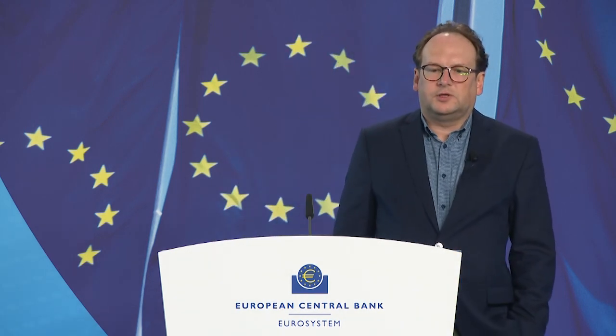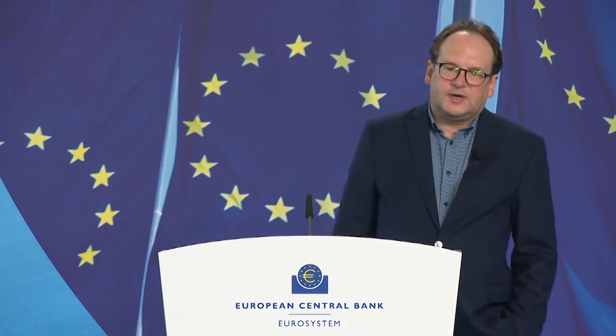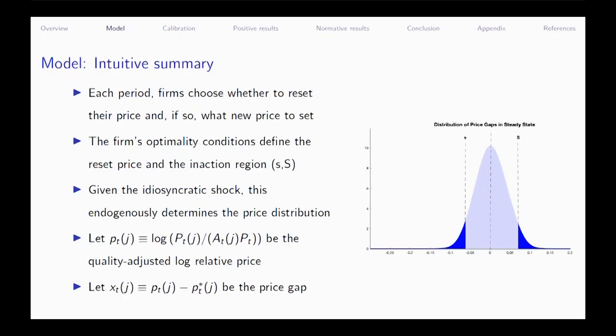So an intuitive summary of the model goes as follows. In each period, firms choose whether to reset their price, and if so, what new price to set. The firm's optimality conditions define the reset price and the inaction region, sometimes called the sS band. And given the idiosyncratic shock, this determines endogenously the price distribution. If we denote by little p the quality-adjusted relative price, and by x the price gap, the distance between this price and the optimal price, the figure here shows the distribution of these price gaps in steady state.